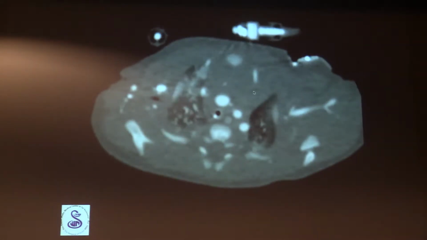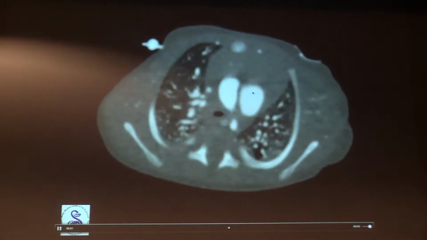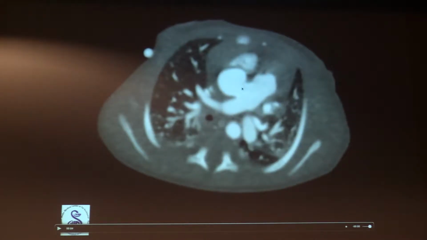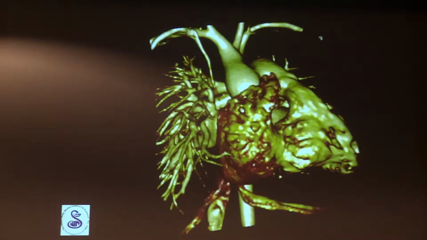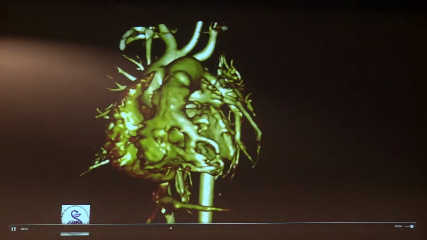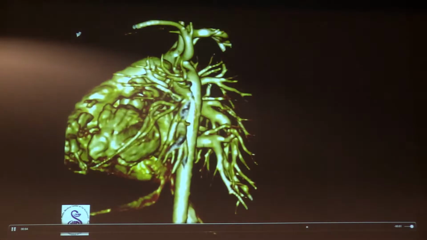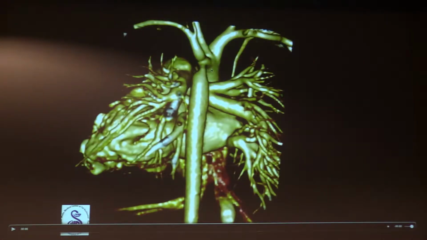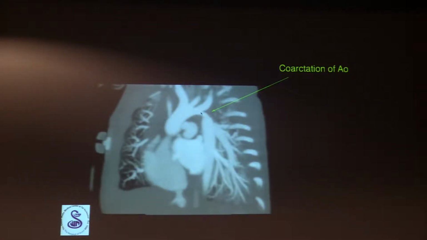In the axial stack, you can see here the communication, this is the pulmonic, this is the aorta, and here, this is the communication here. But this is not done because the patient also has aortic coarctation. You can see it well here, yes, or in MPR, you can see it here.